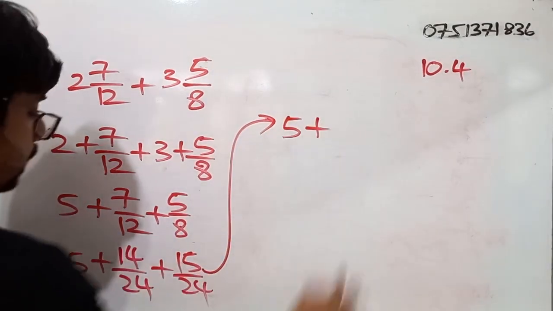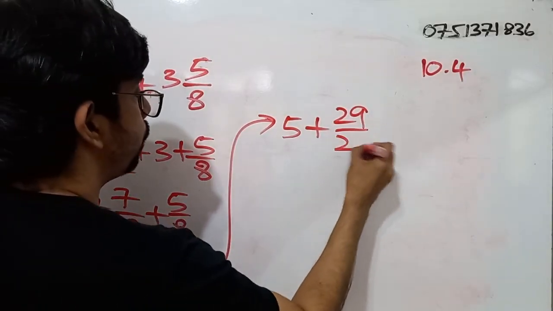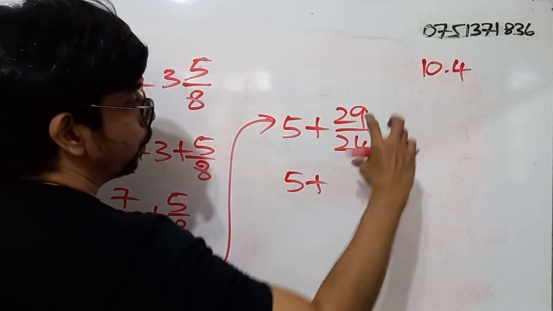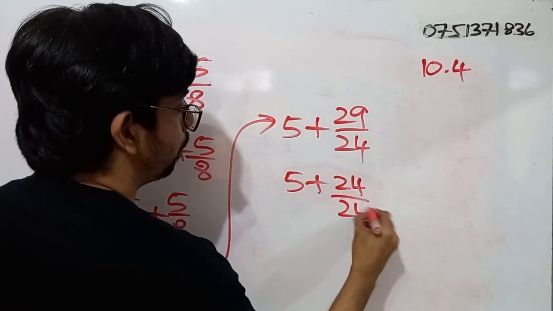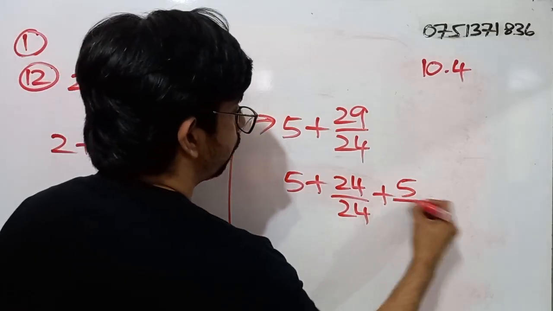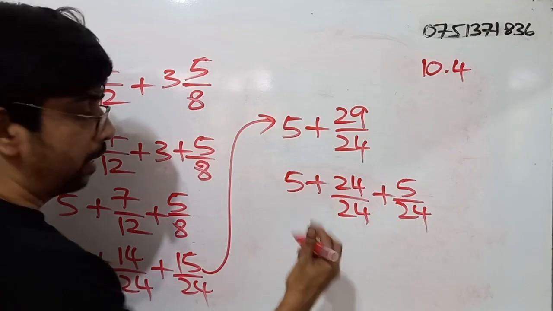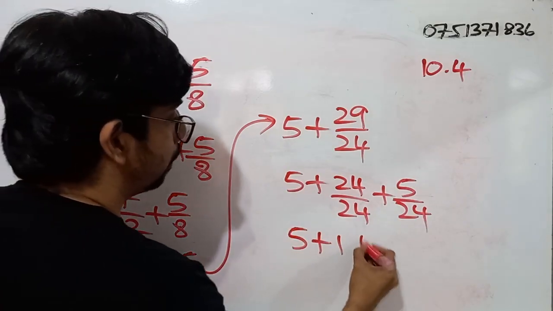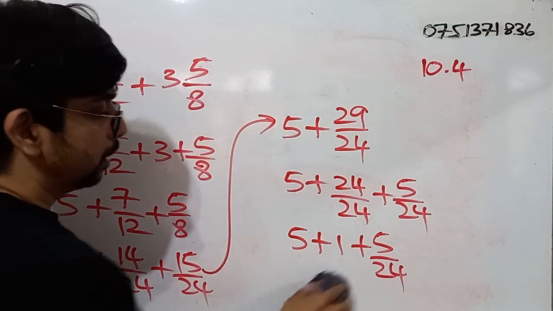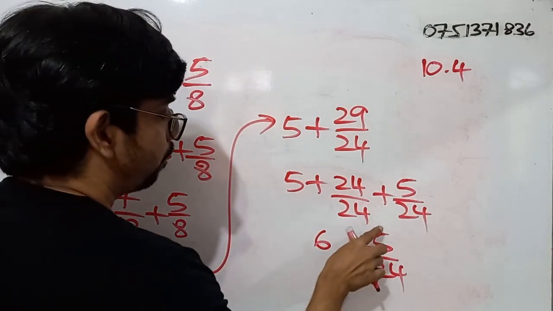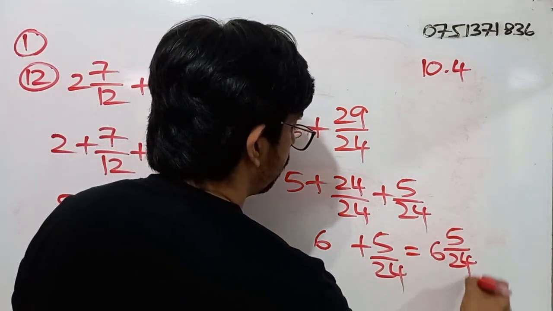So 5 plus, I can simplify these two fractions as what? 29 by 24. Right, so now I can rewrite this fraction as what? 24 by 24 plus 5 by 24. 24 by 24 means what? 1. So 5 plus 1 plus 5 by 24. 5 plus 1 means what? 6. 6 plus 5 by 24 means what? 6 and 5 by 24.